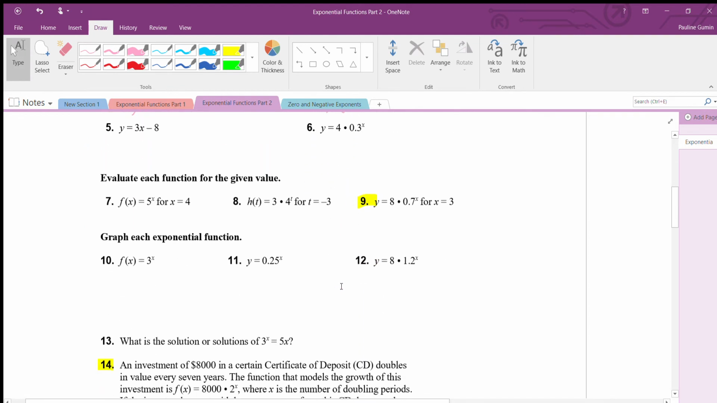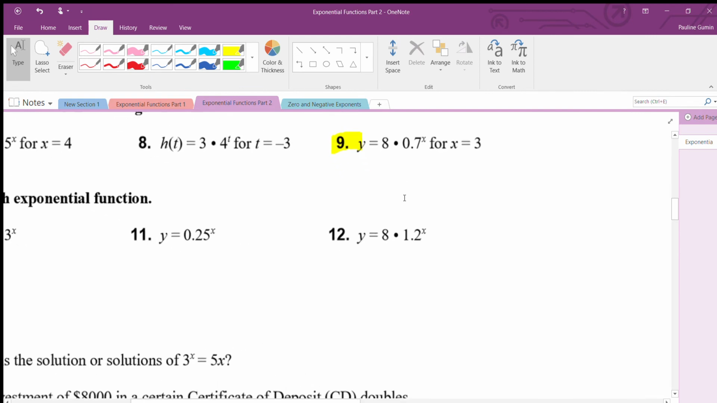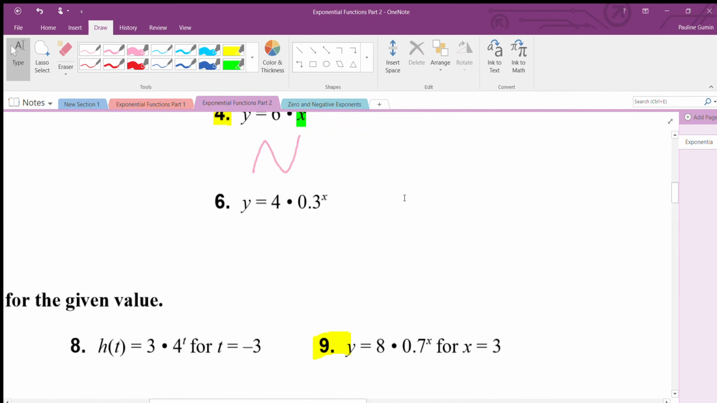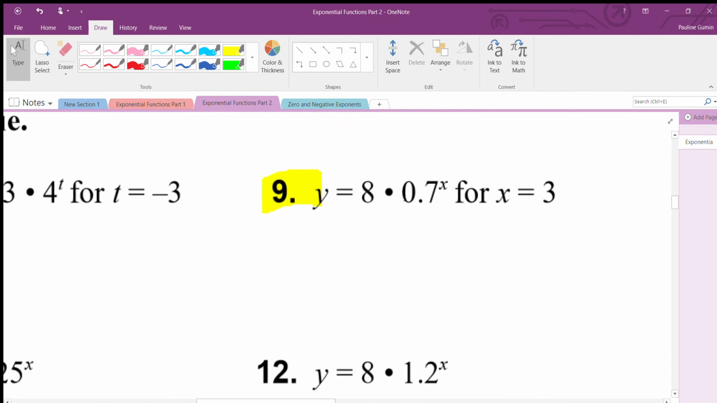Let's continue to number 9. Okay, so we're just evaluating this. So I'm going to write down how I will enter it in my calculator. 8 times 0.7 to the third. Now I'm going to do 0.7 to the third first. Then I will multiply it by 8, following the rules of the order of operations. Now if you recall, it's PEMDAS, the E stands for exponent.